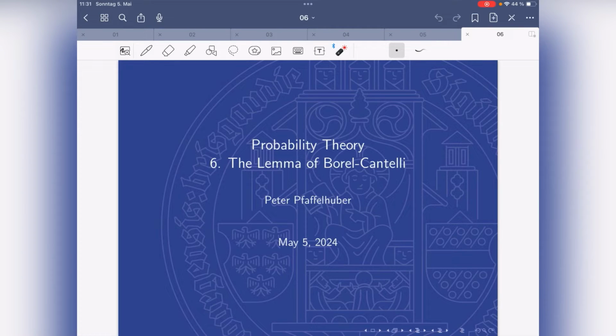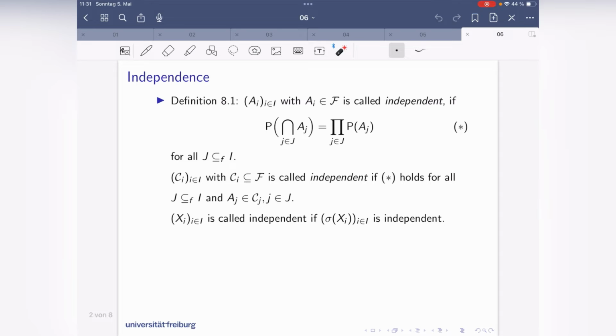So, the lemma of Borel and Cantelli. This is actually the first time we really talk about independent random variables, but of course you know them from the basic probability course. And let's first of all define them, because that has changed a bit from the basic course in probability theory, because we now have sigma algebras and stuff. So this here you know. Independence means that the probability of an intersection of sets is the product of the probabilities.